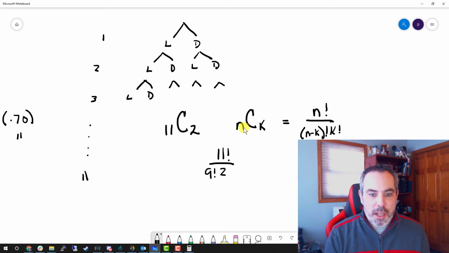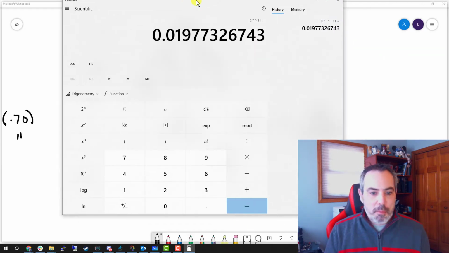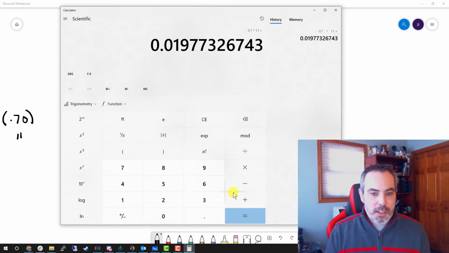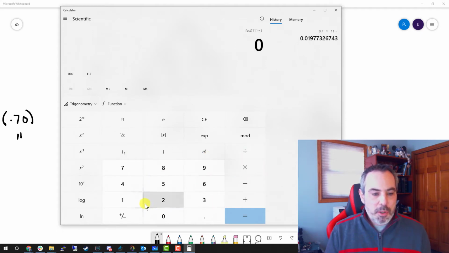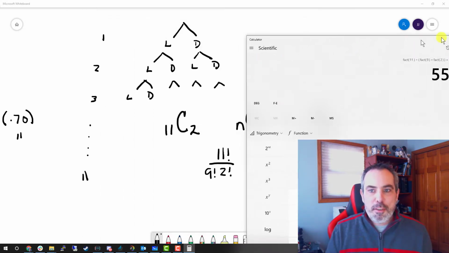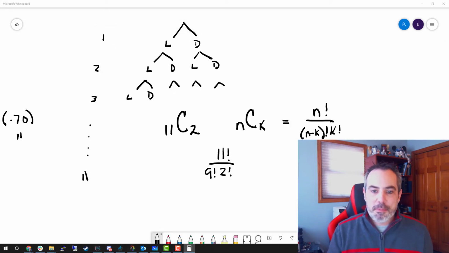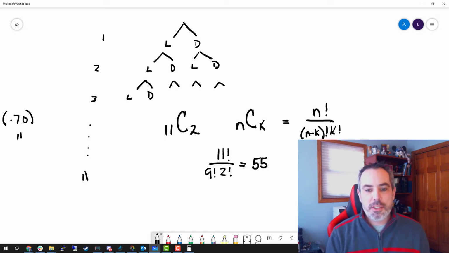So I am going to take a moment and figure out what that is using my calculator again. Let's see if this one has factorials in it. I'm not really sure that it does. Sure enough, here we go. 11 factorial, all right, divided by, and I'm going to put in parentheses, 9 factorial times 2 factorial, close the parentheses, and hit equal. So I have 55 different ways. That's how many combinations of ways that 2 insects could die.